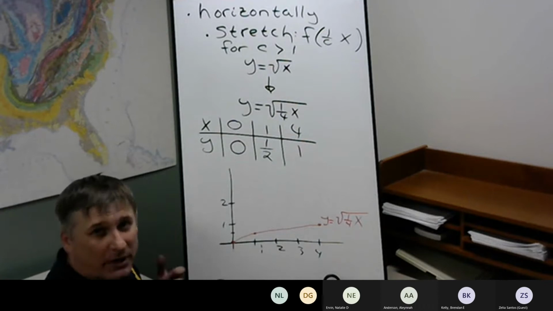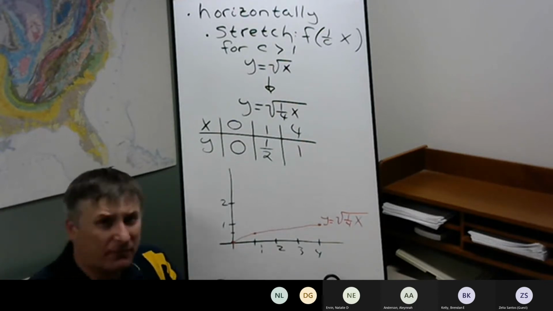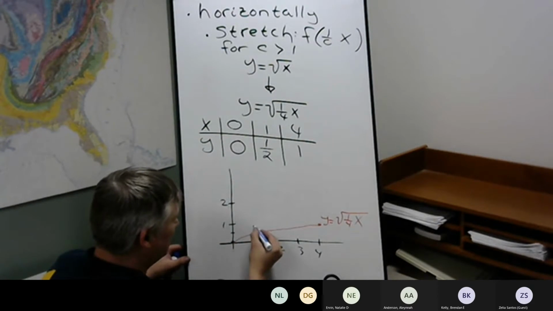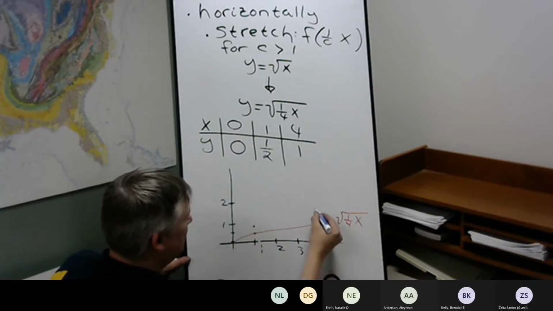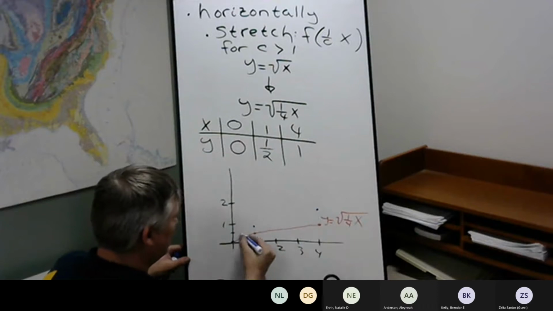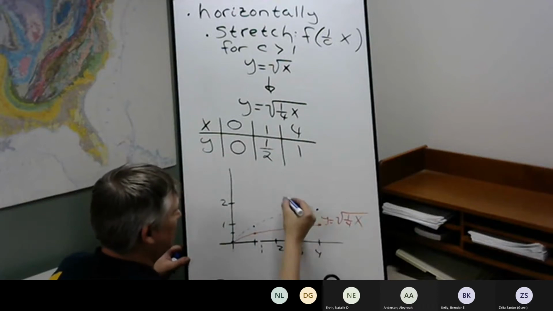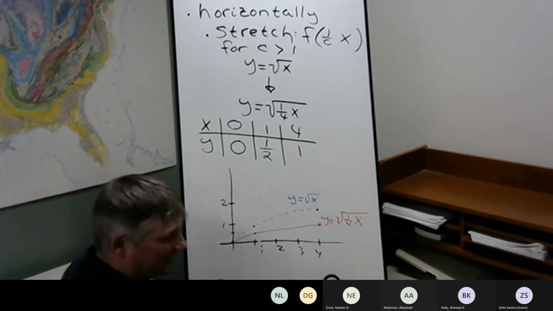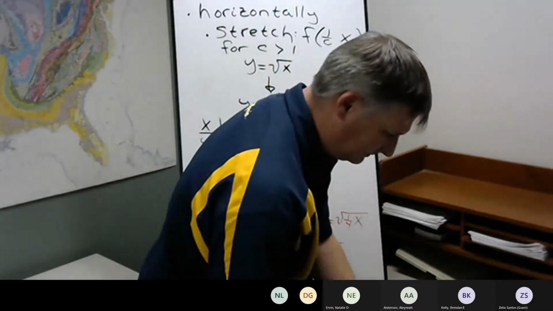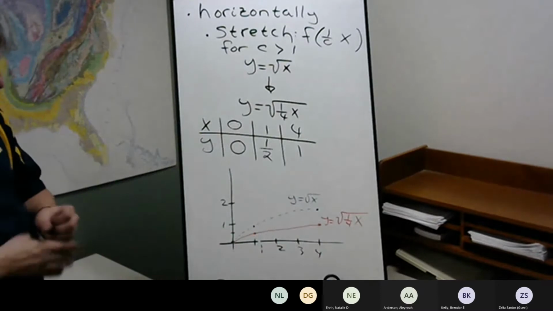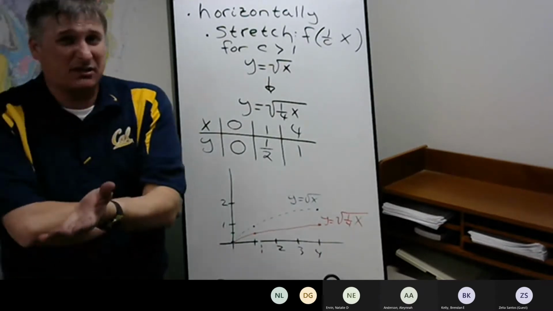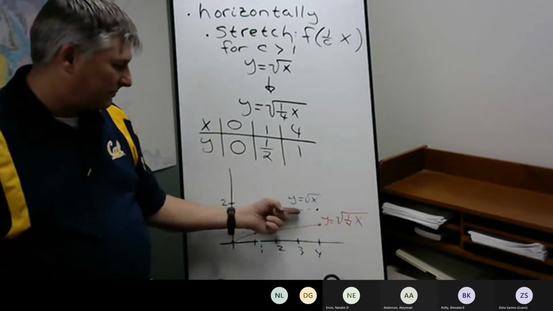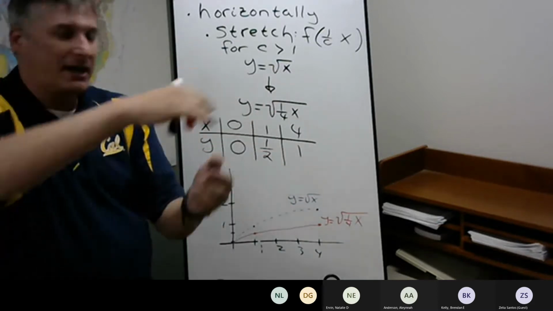Now, if we go back to y equals square root of x, we have (0, 0), (1, 1), and (4, 2). So what's happening here, and this can be kind of confusing, is you can say, well, this is just a vertical squish. We're just doing that.